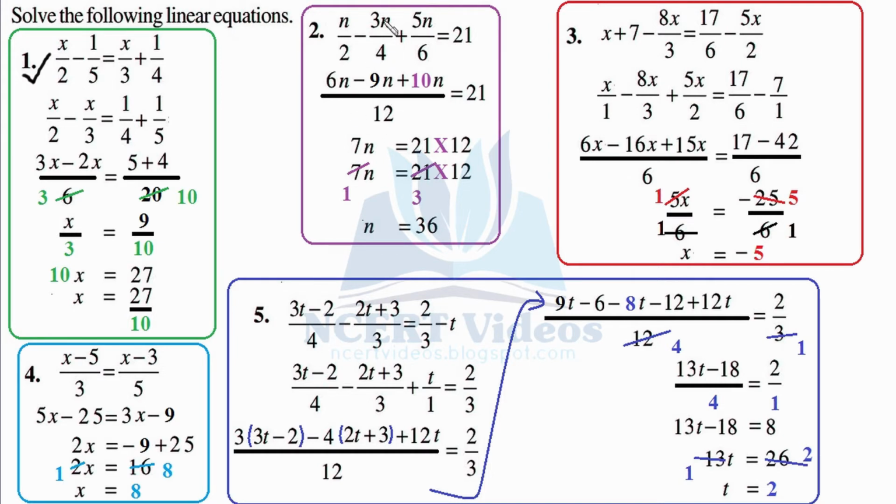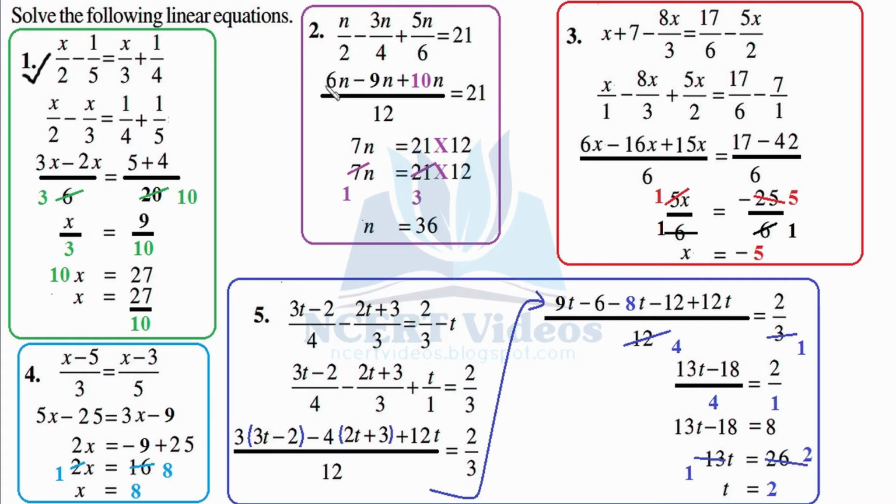Again, 3 3s are 9. N we have as it is. Plus 6 2s are 12. Then 2 into 5 is 10. N as it is. So you see how fun a process it is. With practice, you can do it in a fast way. Equal to 21 as it is on the right hand side.